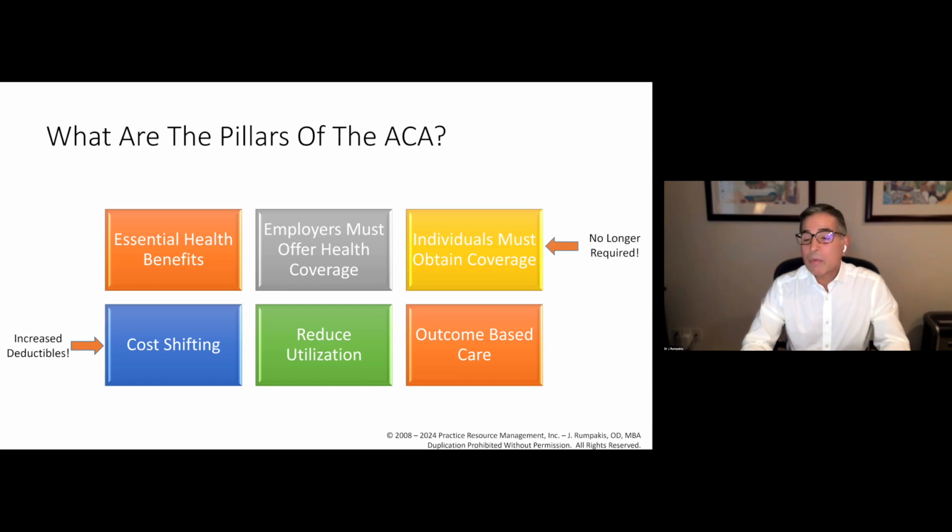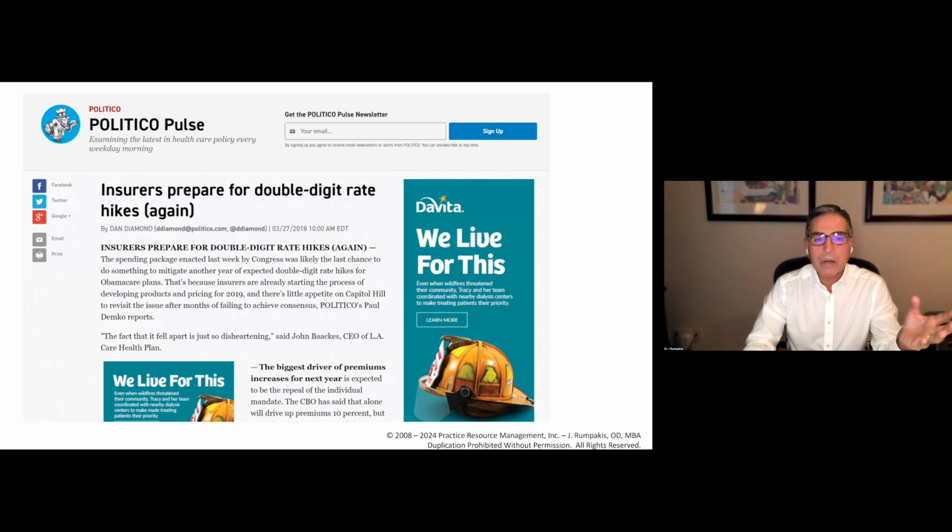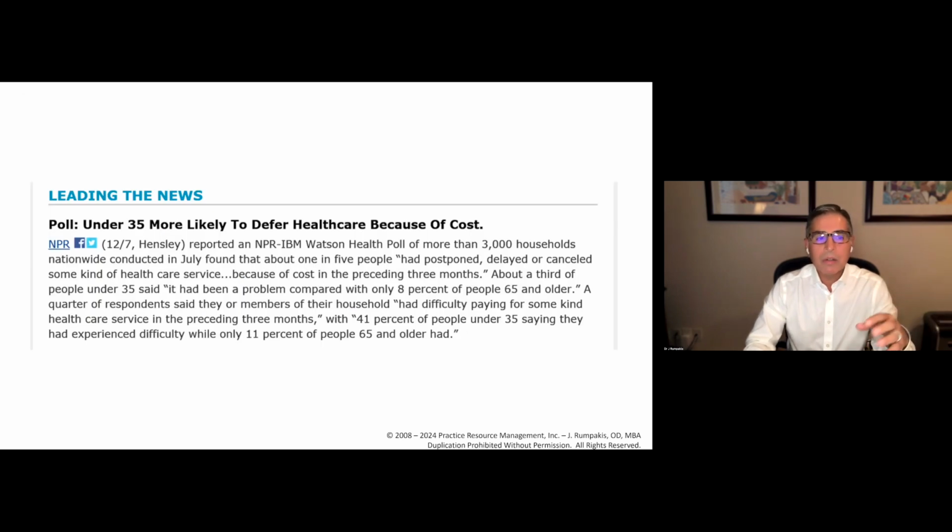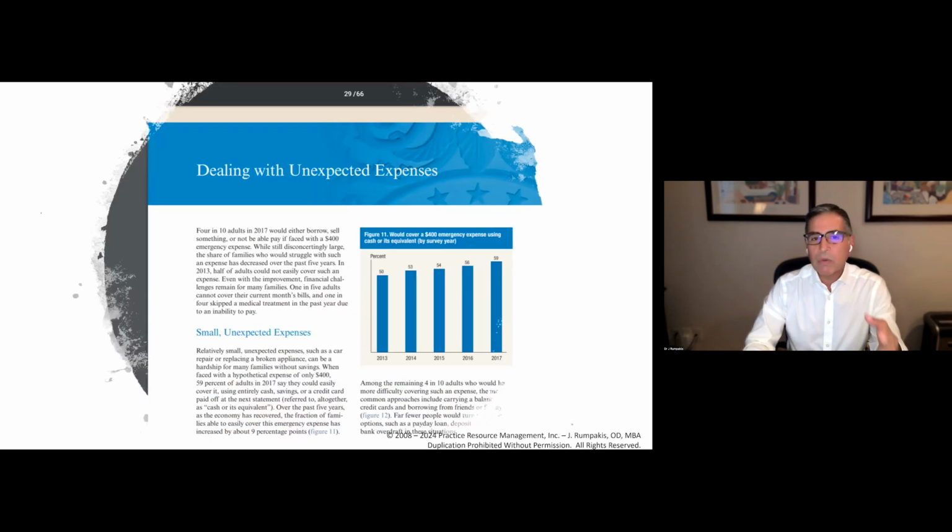Individuals had to have coverage that was eliminated in 2018, and mandatory healthcare coverage by employers was never implemented. So really right now, the biggest thing that we are dealing with is the increased deductibles at the point of care in our practices. And as you know, healthcare is going up higher and higher. There's a lot of studies out here talking about individuals in different age groups, under 35 are deferring healthcare because of cost. The Federal Reserve did a very interesting study. They said if there was an unexpected expense of $400, the average American would have to borrow or sell something in order to satisfy that.